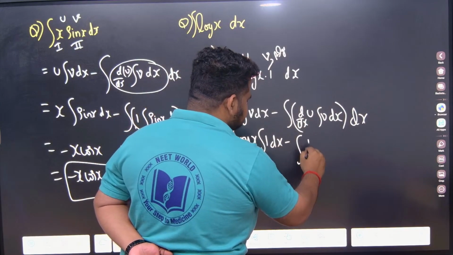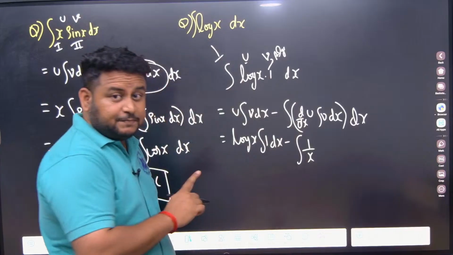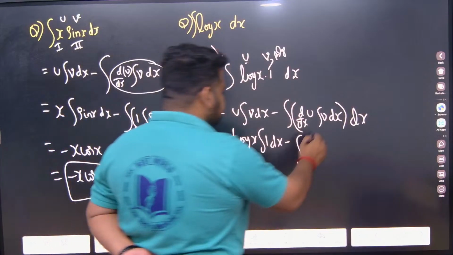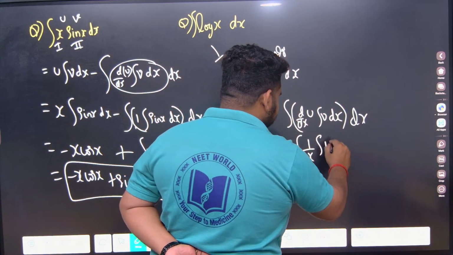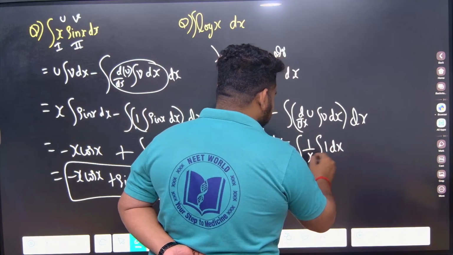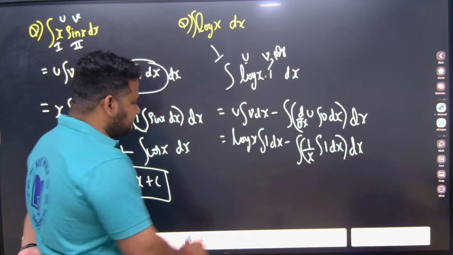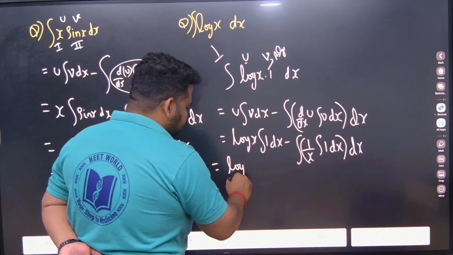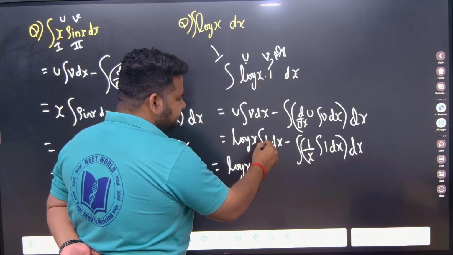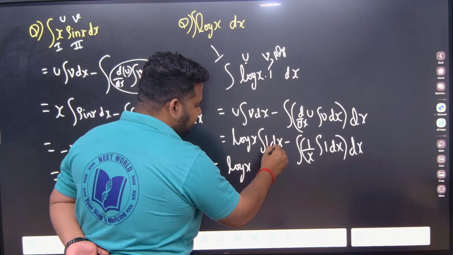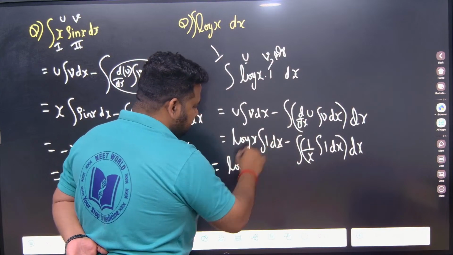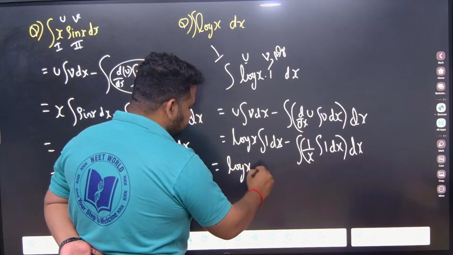d by dx of log x is what? 1 by x. d by dx of log x is 1 by x, into integral of 1 dx. This entire thing we have to integrate. Now see here, log x into integral of 1 dx, nothing else is there, so whatever the variable of integration is, x, it will become x. So log x into x, or I will write it as x log x.